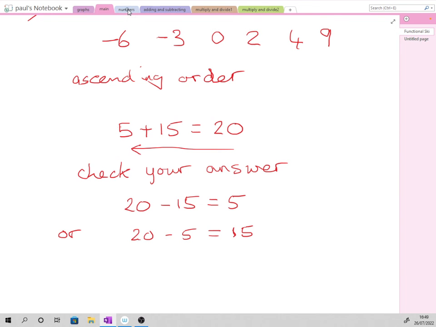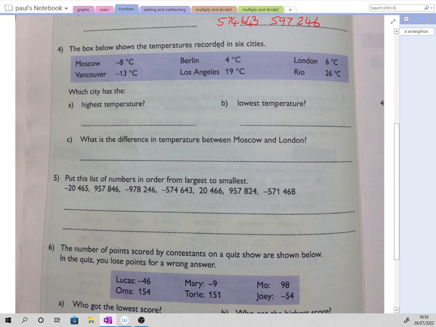See some examples, and then there will be a table that shows temperatures recorded in 6 cities. So which city has the highest temperature? So we're looking for the biggest positive number, which is going to be this one, 26, which is Rio. Which has the lowest? So we're looking for the biggest negative number, which is over there in Vancouver.